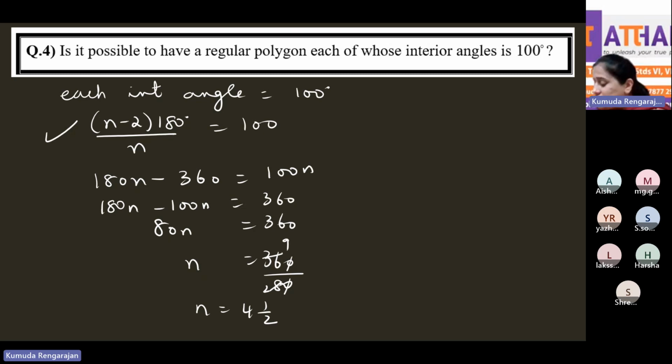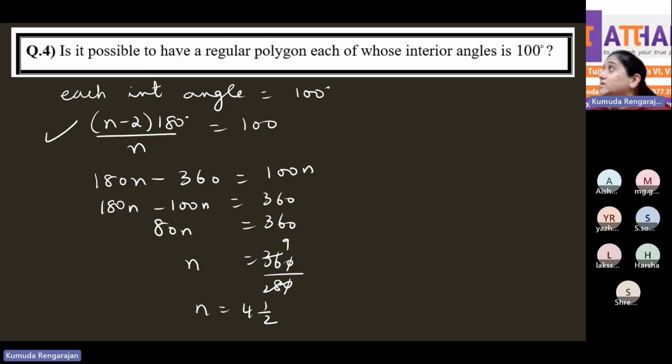This answer is equal to 100 degrees. N is not 100. Each interior angle is 100. You substituted there. See, what is N? No, N is the number of sides. Here, the number of sides is given, 10, 15.